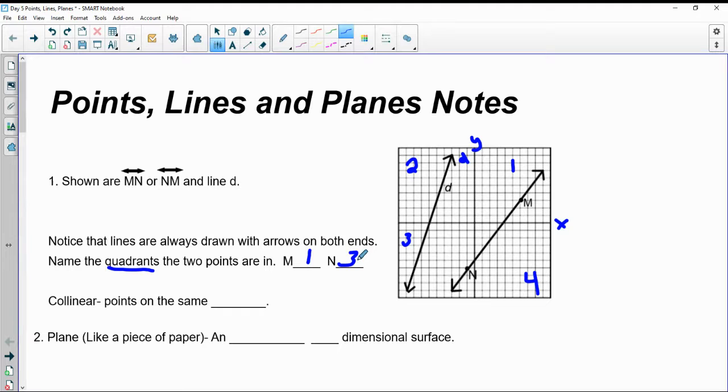And then we have some new vocabulary, collinear. If you look at the word, this is a nice little cheat right here. It's a giveaway. Collinear has the word line in it. They are points on the same line. So N and M are collinear with each other.